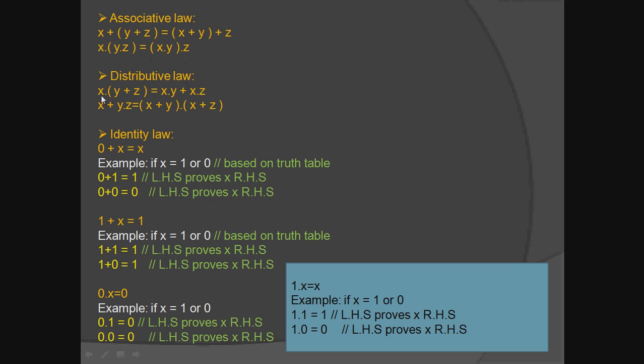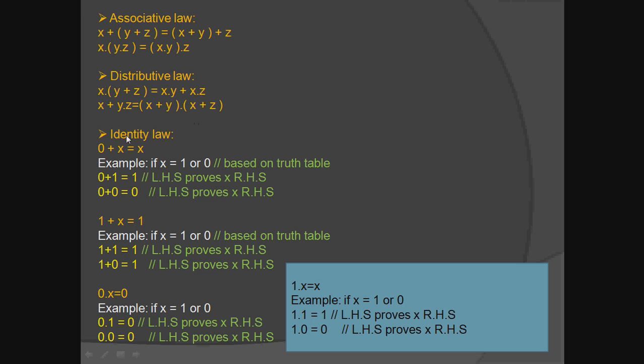Similarly in the distributive law, if you multiply after adding y and z, the outcome will be the same as this. Either this way of execution or that way of execution, it will be the same. Similarly here also, either the left hand side of the execution or the right hand side of the execution, the outcome will be the same.